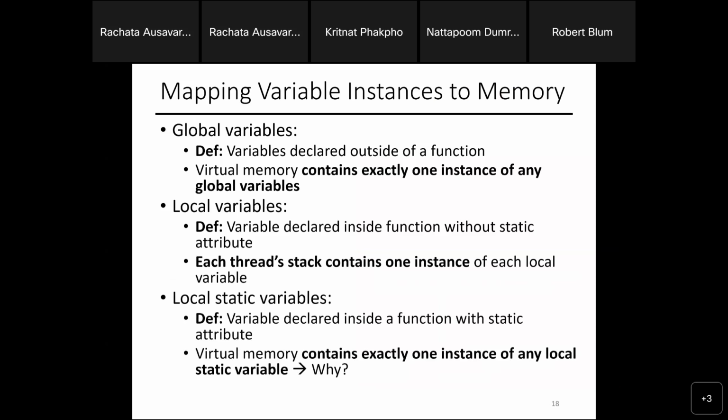Local static variable, again, declared inside the function, right? The virtual memory contains exactly one instance of any local static variable. Why is that? What does the keyword static do? It doesn't change. So can I just declare it once and be efficient? I don't have to make multiple copies because it's not going to change. Everyone will see the same value, right?